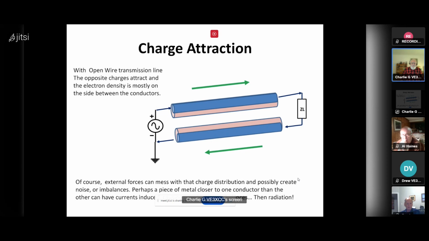But generally speaking, it tends to be between the two. The charges sort of attract or repel each other and stay on that inside of the conductor pair. And of course, if something is interfering with that, then potentially you can get into situations where things start to radiate off those two wires.